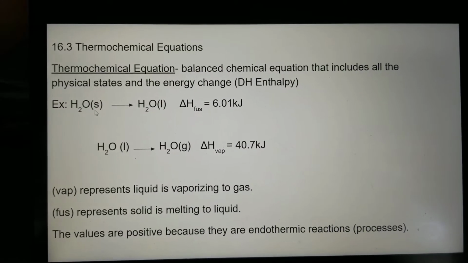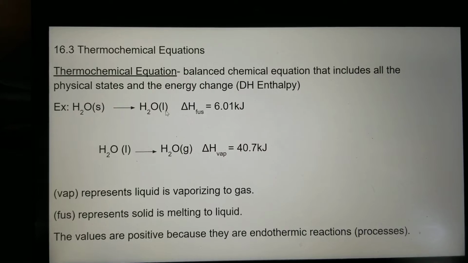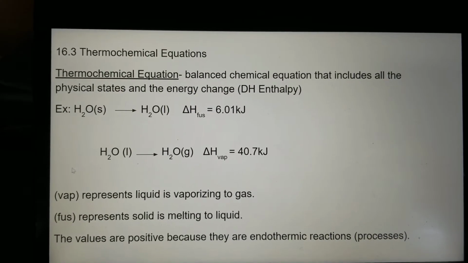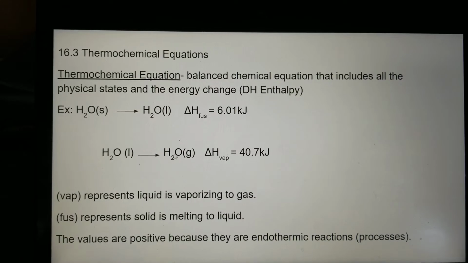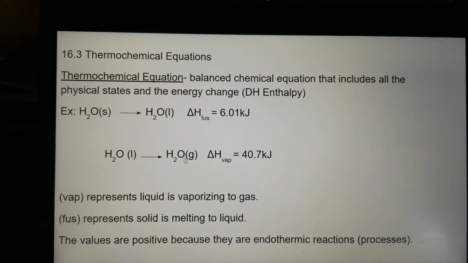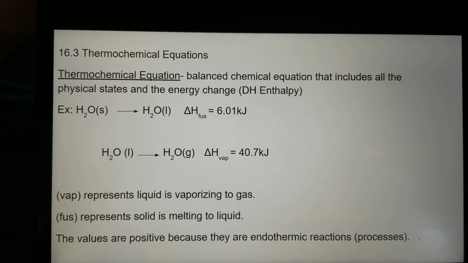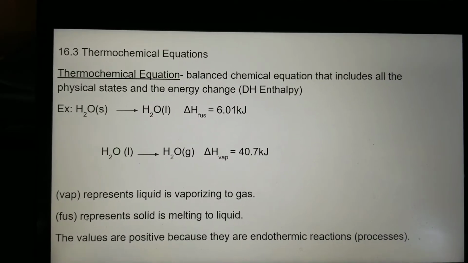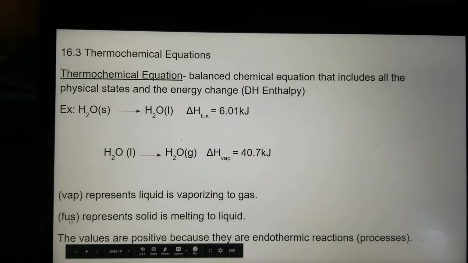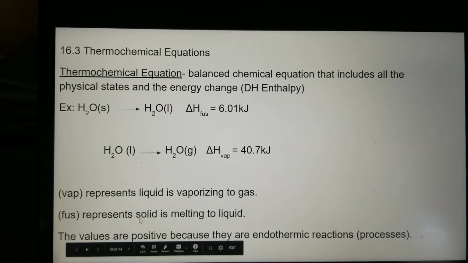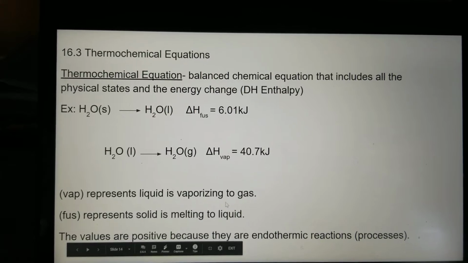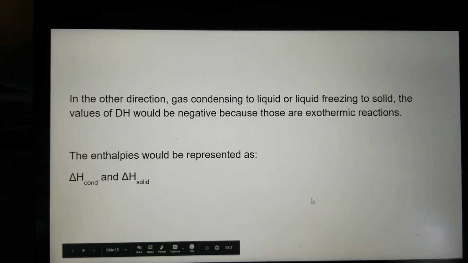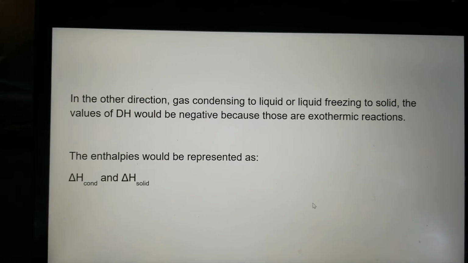So for ice to melt into liquid water, it absorbs heat. And for the liquid water to turn into water vapor, it also absorbs heat. So VAP represents liquid vaporizing to gas, and FUS stands for fusion, which represents solid melting into liquid. And again, both of these values are positive because these are endothermic processes.